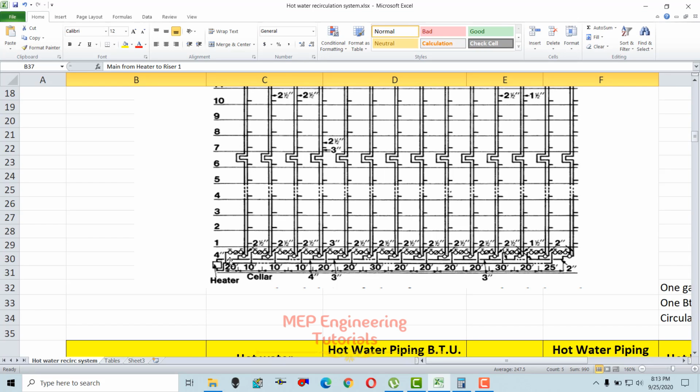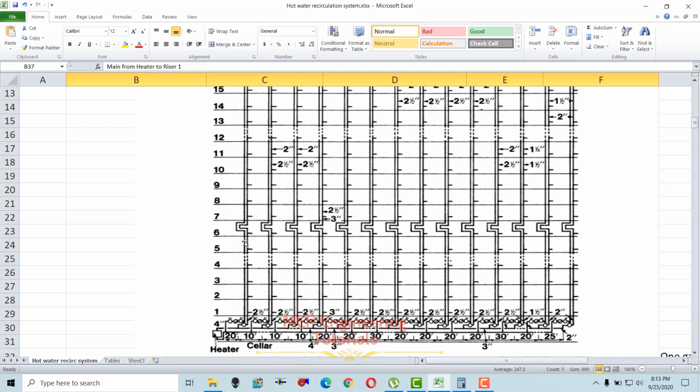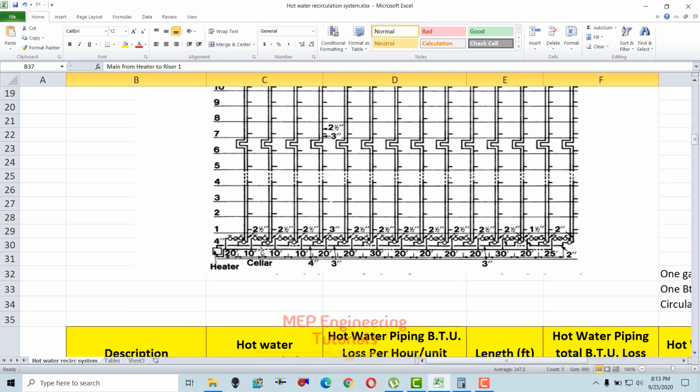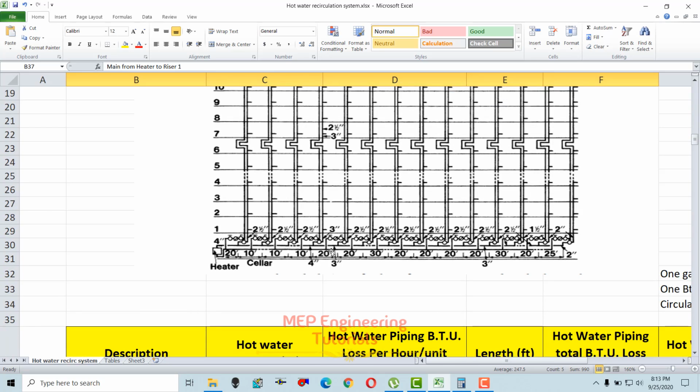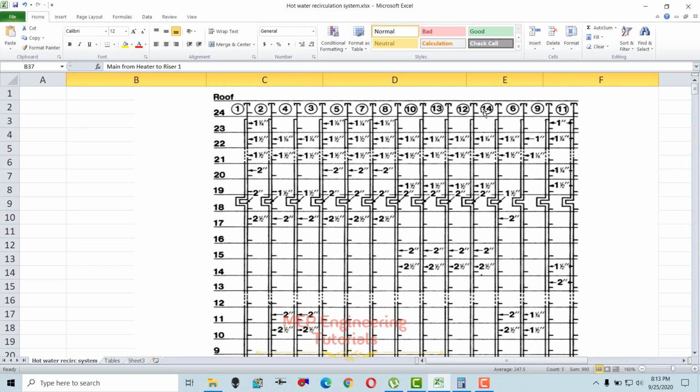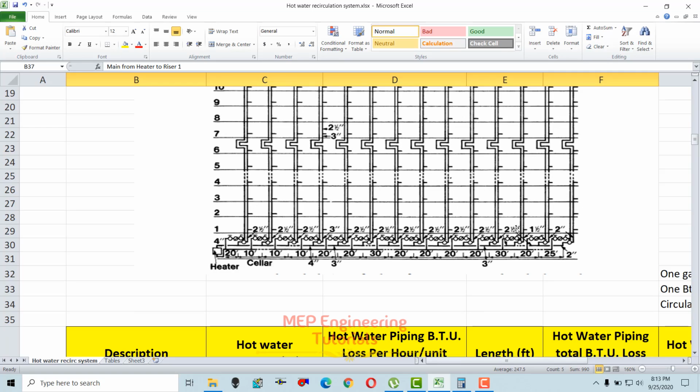The hot water supply pipe size is 4 inches up to this point, which is riser 1, and then again you go over here and the size is the same, 4 inches. From this point, riser 3, the size changes to 3 inches, and you have 3 inches up to riser 14. After that the size changes again to 2.5 inches, and then here you have 2 inches.